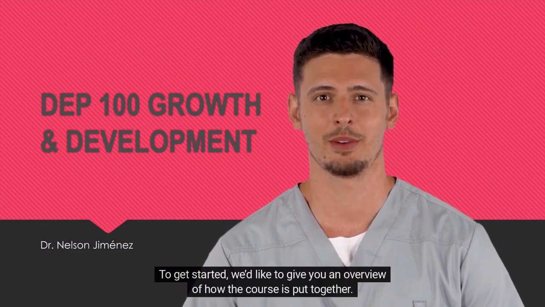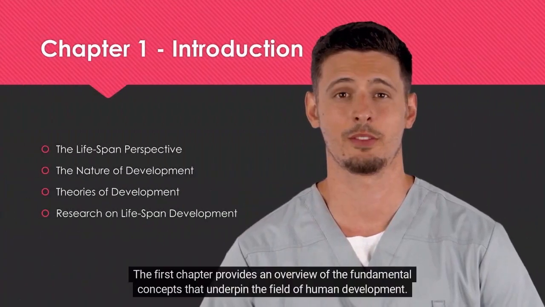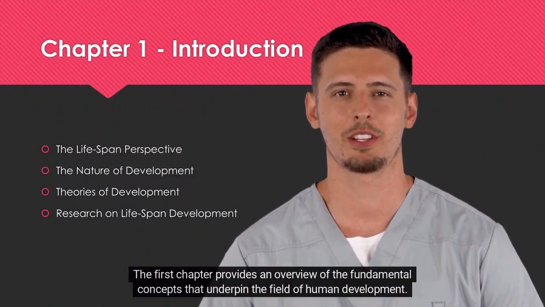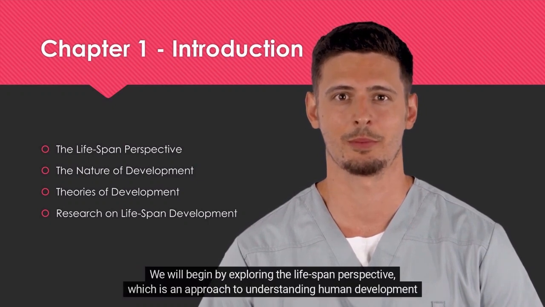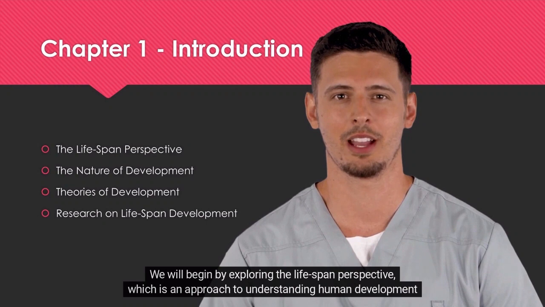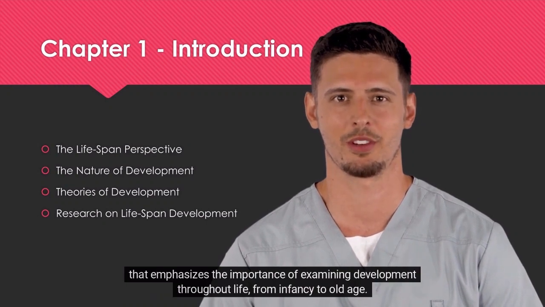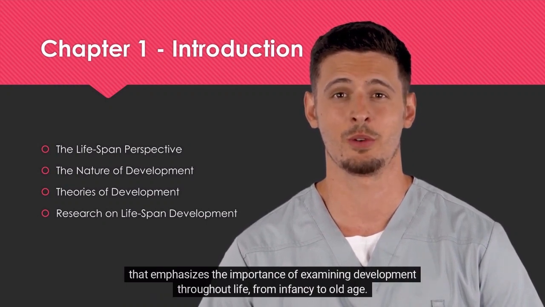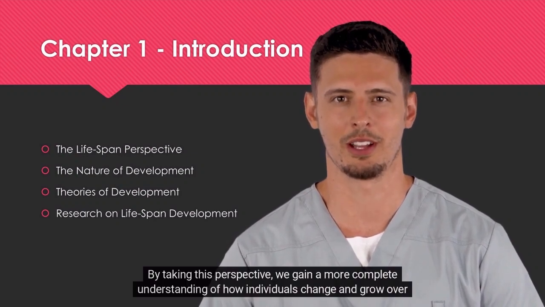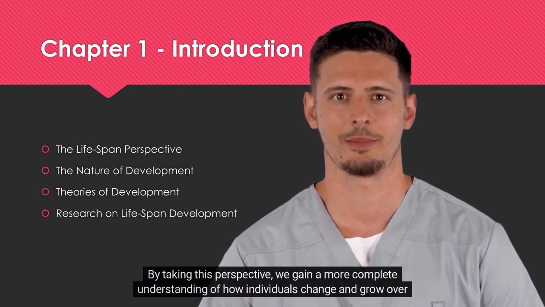To get started, we'd like to give you an overview of how the course is put together. The first chapter provides an overview of the fundamental concepts that underpin the field of human development. We will begin by exploring the lifespan perspective, which is an approach to understanding human development that emphasizes the importance of examining development throughout life, from infancy to old age. By taking this perspective, we gain a more complete understanding of how individuals change and grow over time.